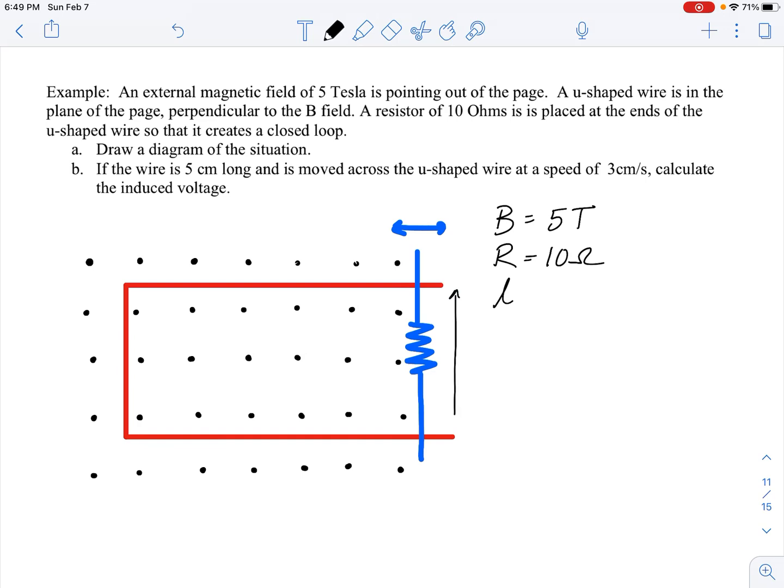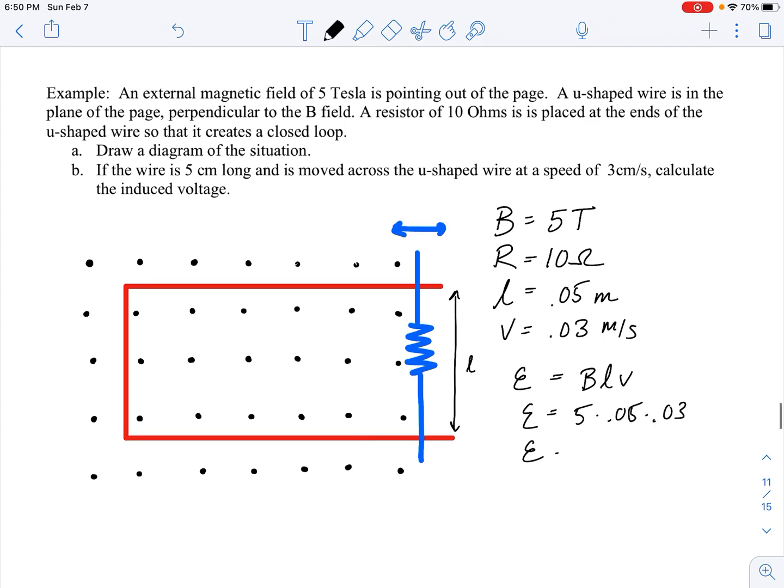Okay. So the length of this wire here is 5 centimeters or 0.05 meters. And the velocity of it is 3 centimeters per second or 0.03 meters per second. So the EMF or voltage is just going to be vLB, which is going to be 5 times 0.05 times 0.03, and that is 0.0075 volts.